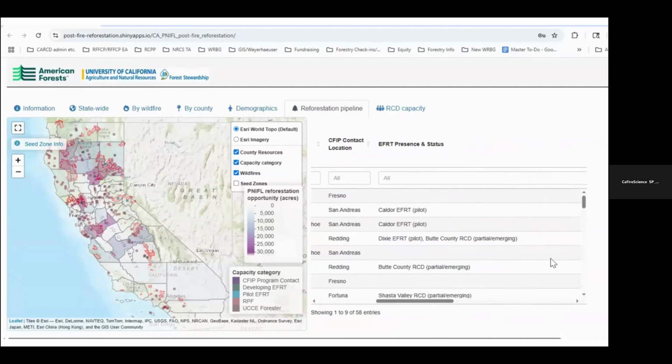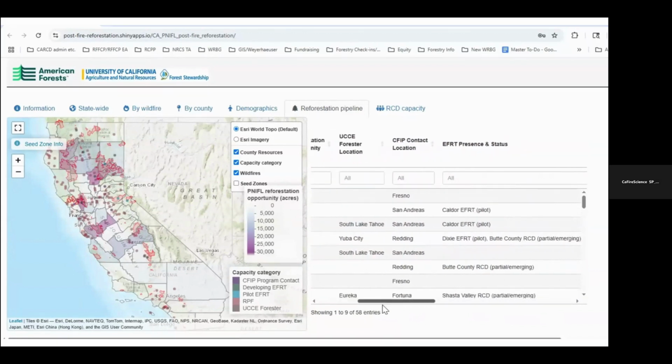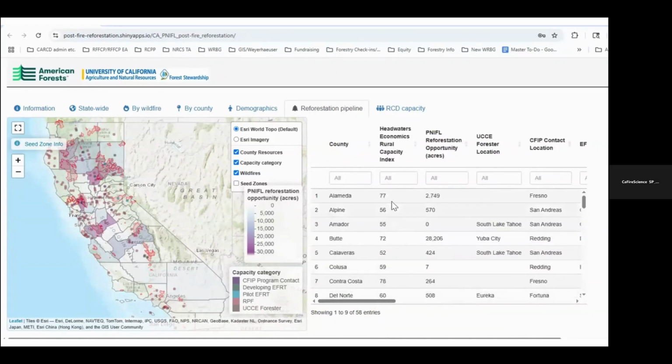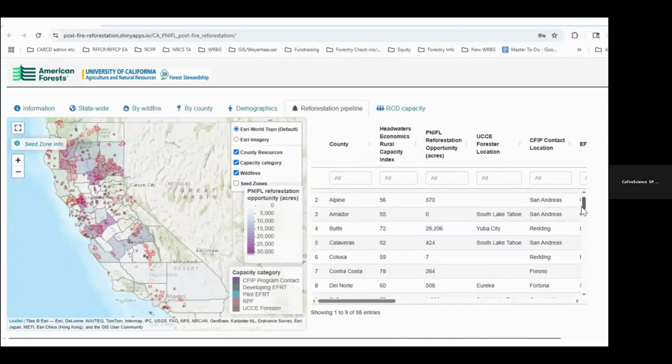They're important collaborative groups, which RCDs usually act as the lead agency, and they provide rapid assistance to private landowners following wildfires. So, using this tool, we can see where EFRTs might be needed but are not present. One example is Alameda here. There's a high opportunity for reforestation, but no EFRT.